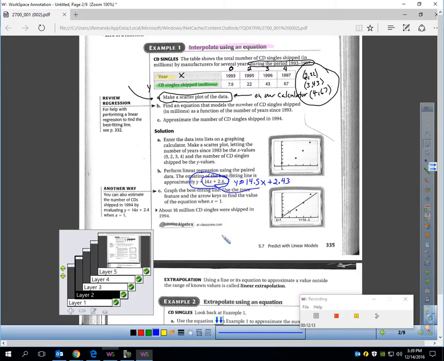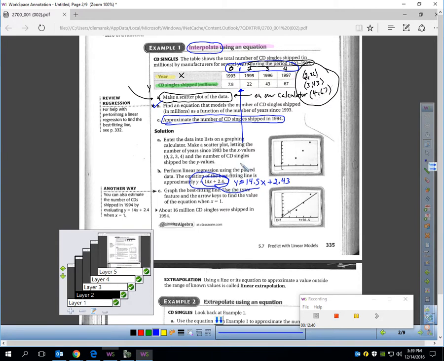Okay, now here's the next thing. So we got the equation on our calculator. We haven't had to do any work on paper. Now I want to approximate the number of CD singles shipped in 1994. Now you notice they didn't show that on my table. 1994 is year 1. Do you notice how year 1 is inside the rest of the data? Because it's inside the data, that's called interpolation. We are going to estimate data inside the rest of our data.